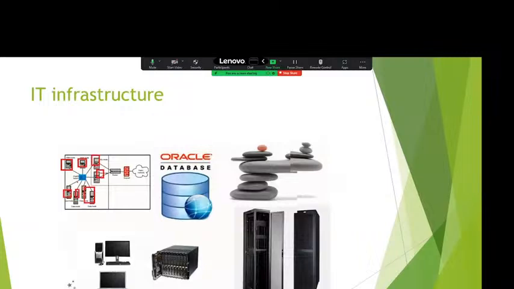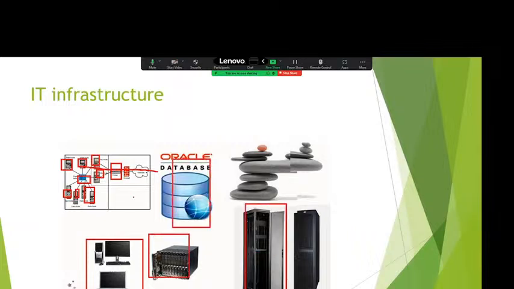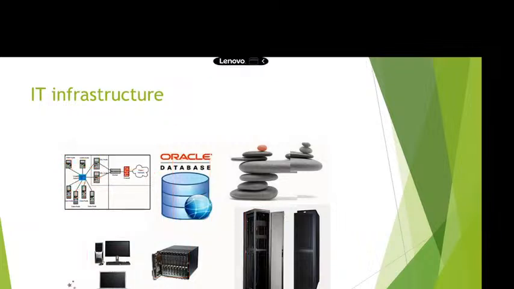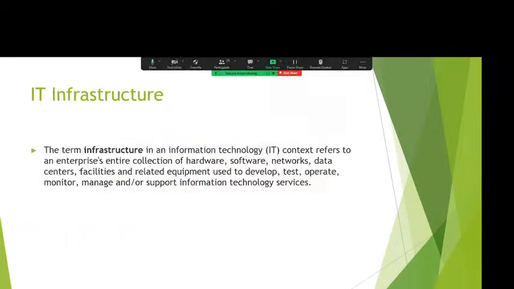Devices are connecting to one router. So this is the load balancer. The requests are maintained by the load balancer. Also, this is the hardware system, rack, database. These are the network connectivity, cables, switches. What will we call them? IT infrastructure. This is the exact definition of IT infrastructure.